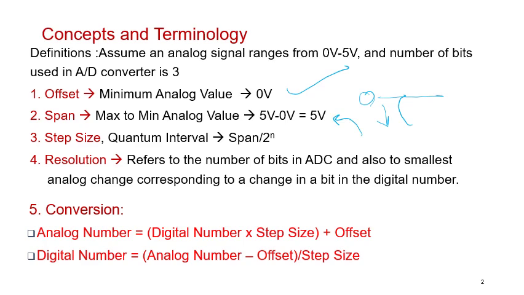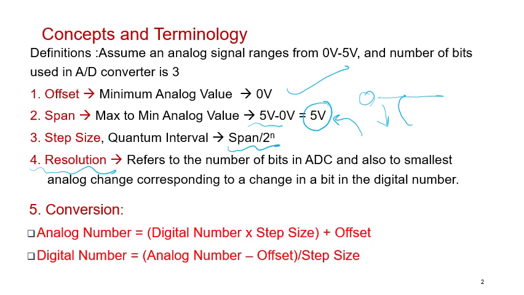Span is the maximum voltage minus the minimum voltage. So if the signal is 5 volts to 0, or 0 to 5 volts, that means the span is 5. Step size, that's what we discussed earlier. It's the quantum interval, which is equal to the span over 2 to the power n. That was discussed earlier already. The resolution is the number of samples to be taken.